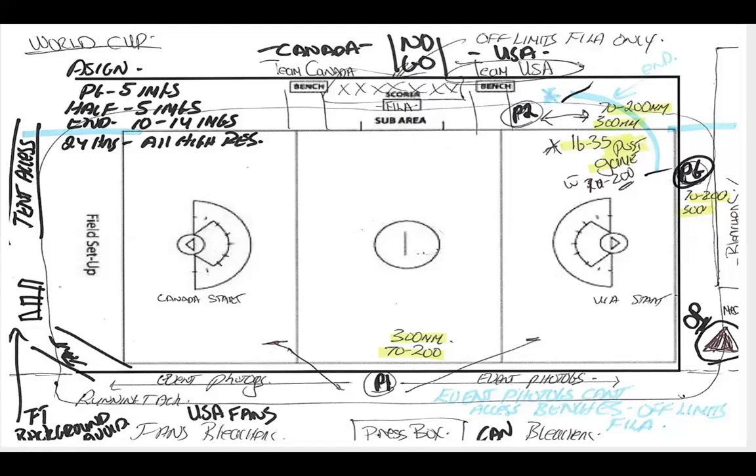The event photographers cannot access benches. They're off limits, which is my lower right corner in blue. So I know that no other event photographer, which is unfortunate for them, quite frankly, can have access to Team USA's bench. So I'm not going to be in competition with anybody on that location for shooting.